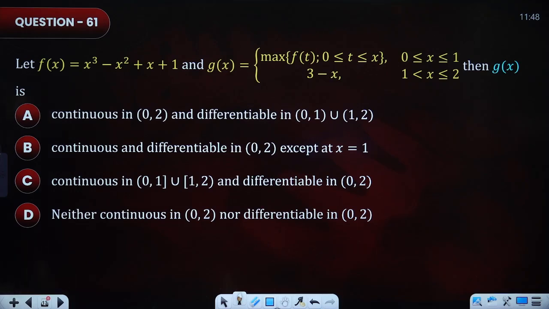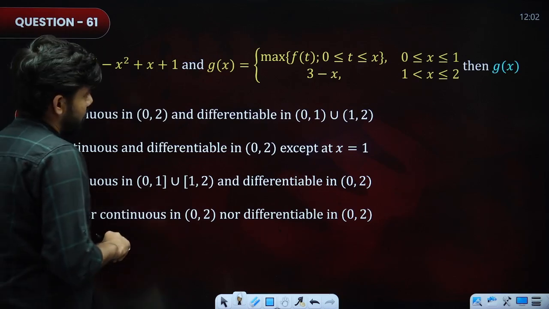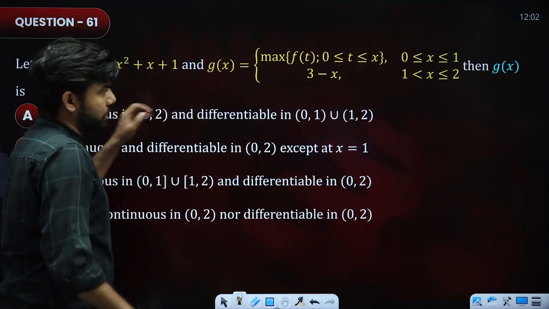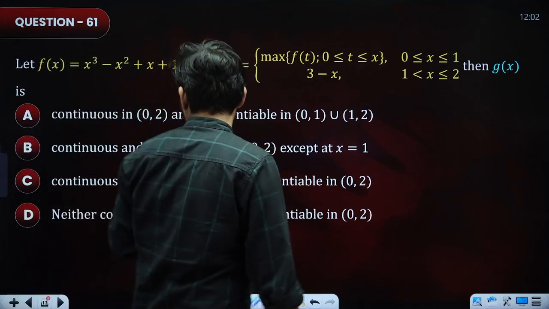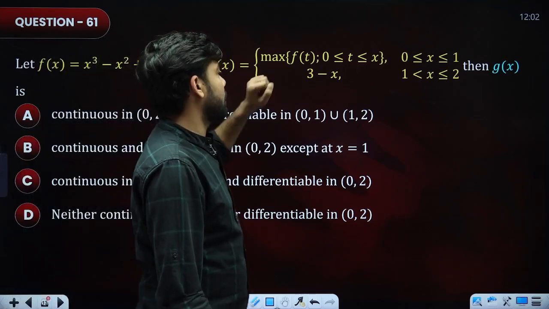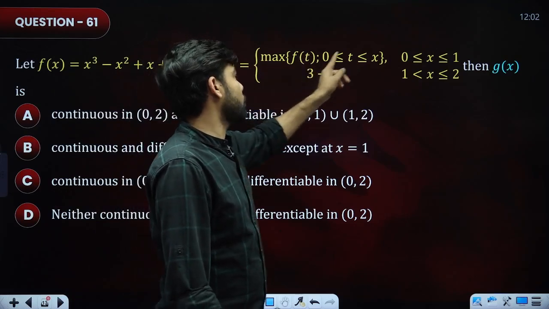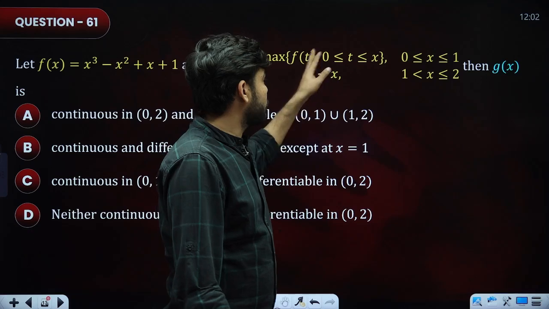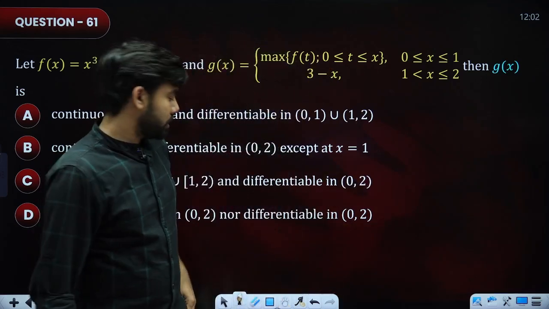Next question: f of x is given, g of x is given. In that condition we have to find g of x. Which option is suitable? In this question f of x is given, and g of x looks like this. For g of x we have the maximum of f of t, where t belongs from 0 to x. So this is the condition.